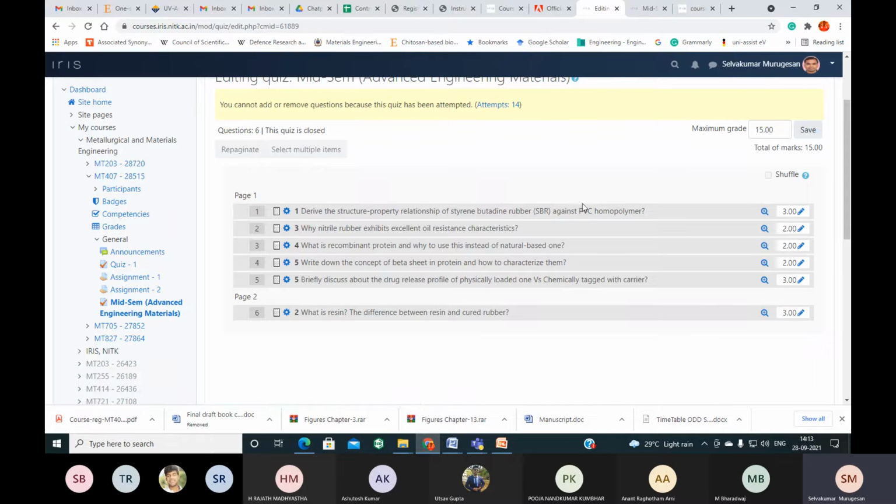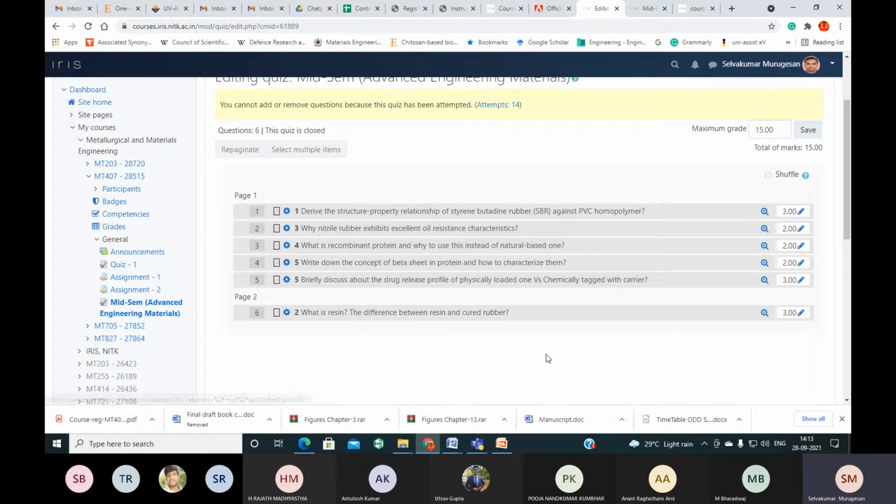Although you have mentioned that this can be used for pipeline applications and it has chemical resistance, etc., when I specifically ask for the structure property relationship, the structure should speak. And this everybody has answered: since the polar and non-polar incompatibility is there, you get excellent oil resistance in nitrile rubber. And recombinant protein, we have seen it.